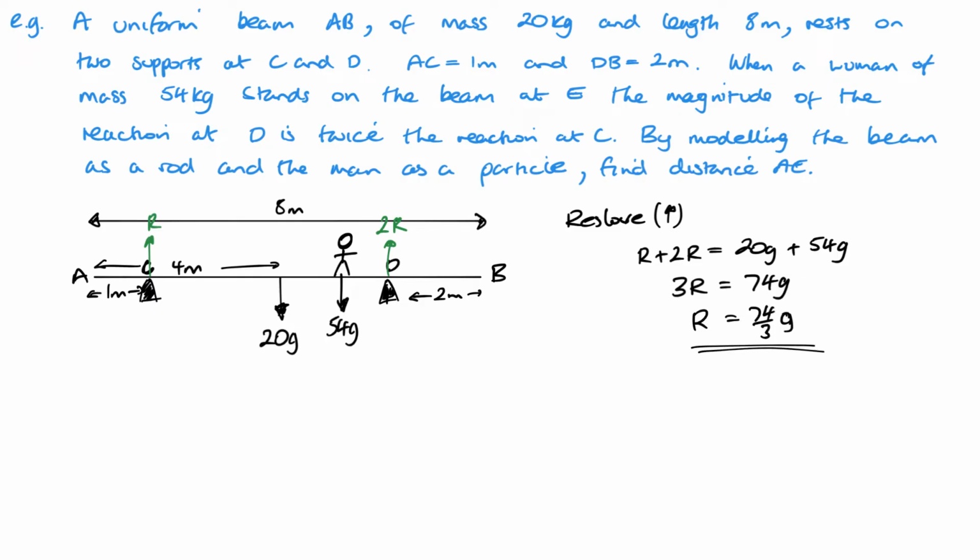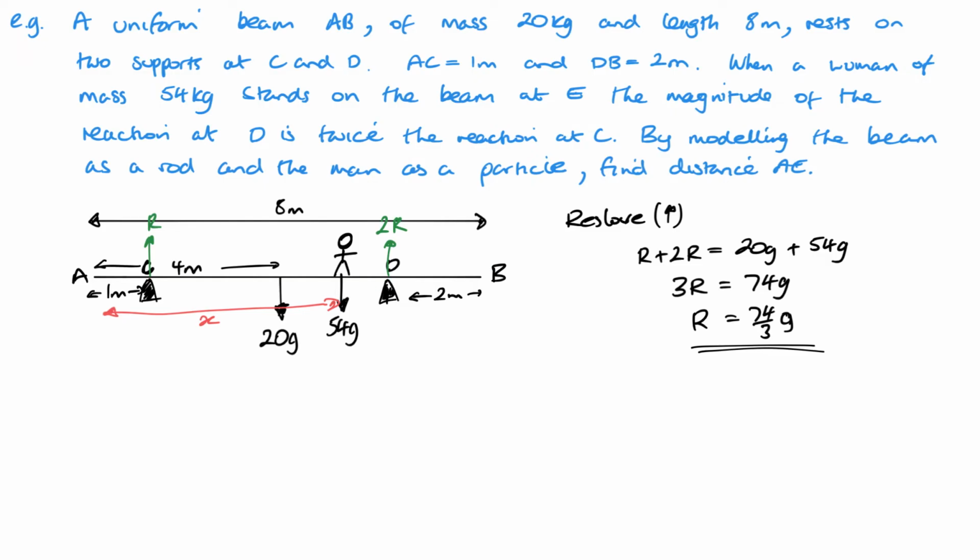Now, I want to think about where this woman stood. This distance here we're going to call X. It's what we need to find out, the distance AE. And there's a few things we can consider here. Because we want to find this distance AE, it makes sense to take our moments about A. But I could take my moments about A, C, D, or B, all equally.